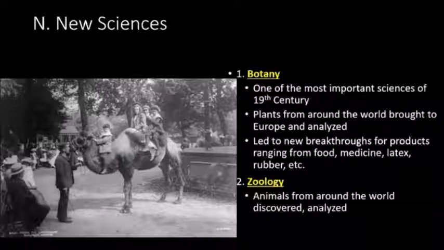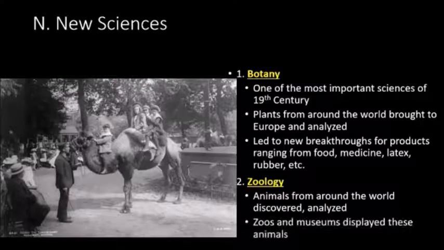All right, so animals from around the world are discovered, they're analyzed. Yes, some of them are hunted. All right, some of them are killed, put on display, their stuffed bodies put on display. Yes, that does go on. All right, and zoos and museums display these animals, sometimes live, sometimes not alive.